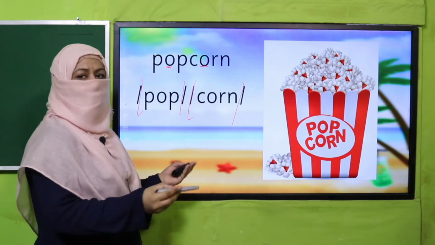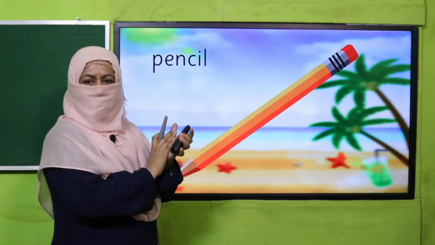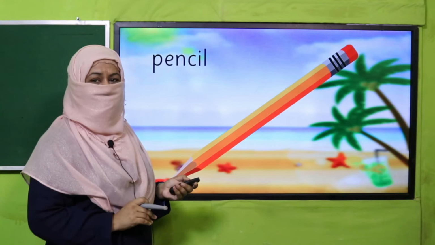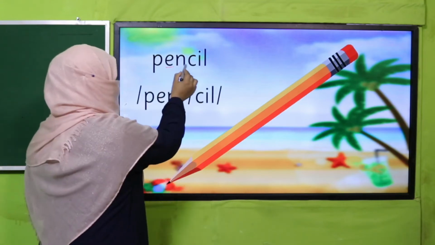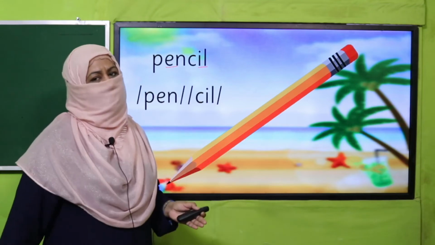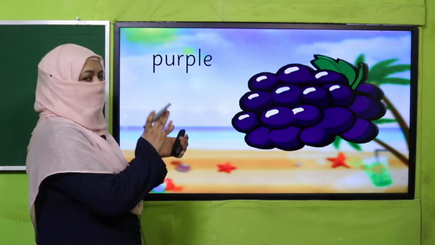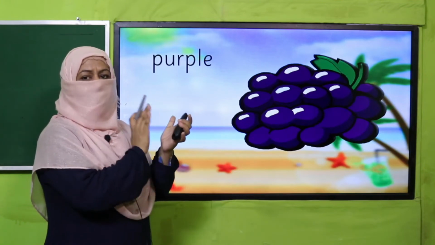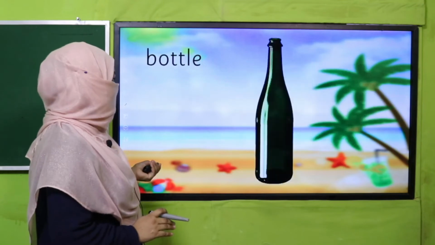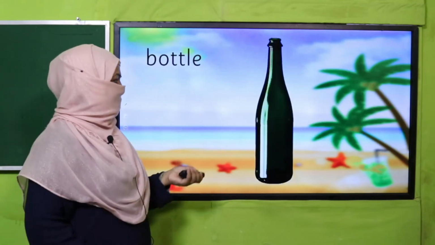Popcorn. All right. Pencil, pencil. So how many syllables are there? Two. And there are two vowels. Okay. Two vowels, two vowel sounds. That's why it's a two syllable word. All right. Now it's purple. It's a two syllable word. Okay. Bottle, bottle. It's a two syllable word.